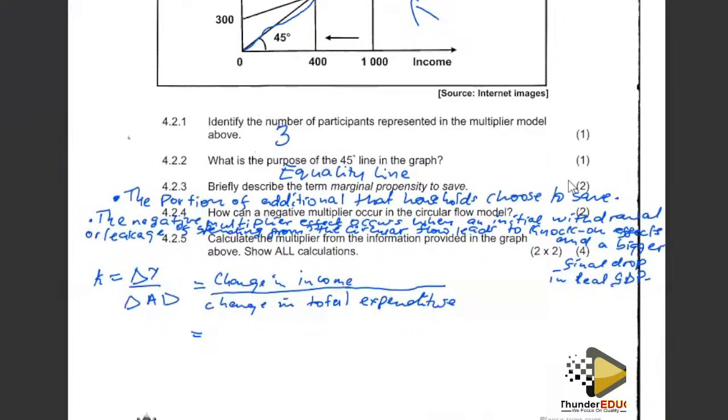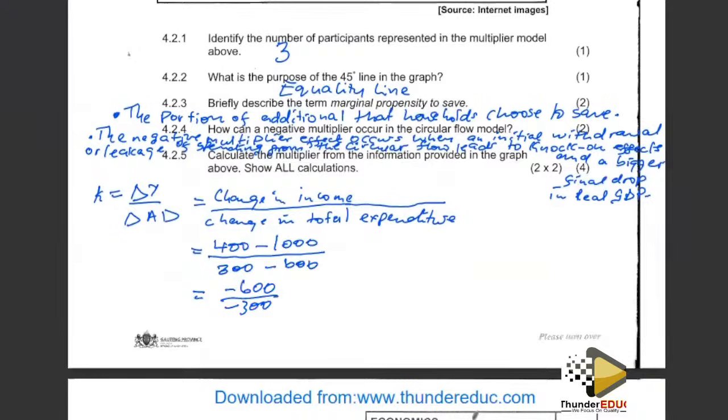When we substitute, we say 400 because this is the initial income, then we subtract the second income, and we divide by 300 because 300 is our initial expenditure, then the second expenditure, 600. When we calculate, we are left with negative 600 divided by negative 300. Remember, grade 12 maths: negative divided by negative gives us a positive. That is not me, it's the rule of mathematics. So 600 divided by 300 gives us 2.